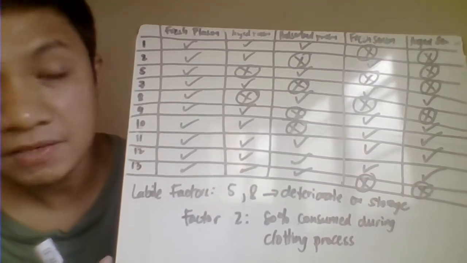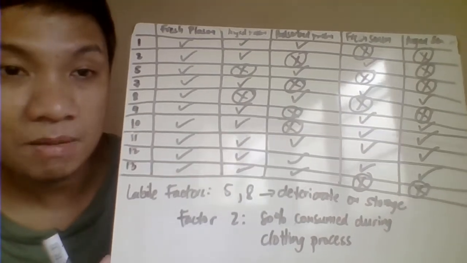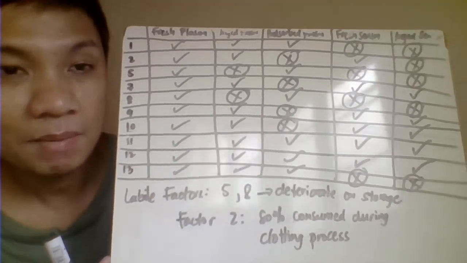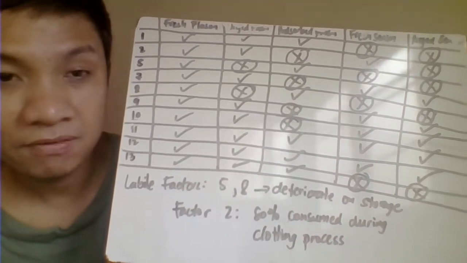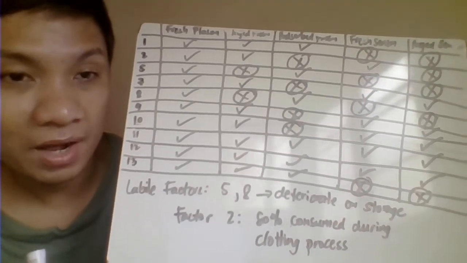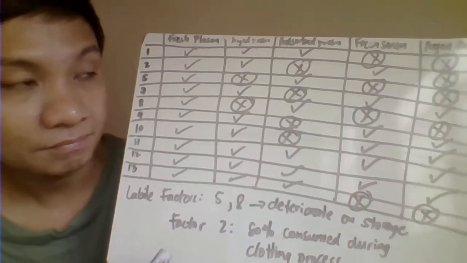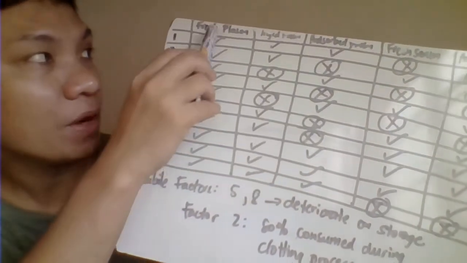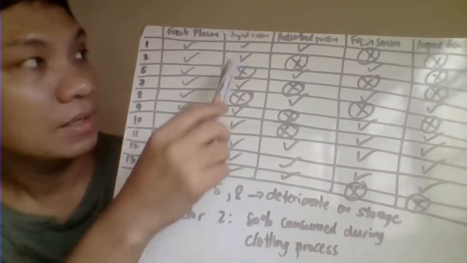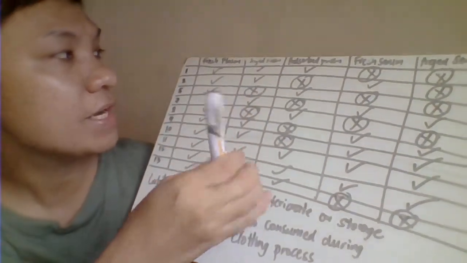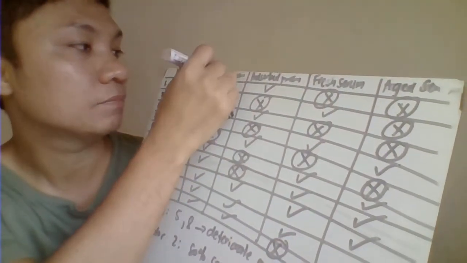So fresh frozen plasma is a type of unit of the blood in the blood bank. Basically, that would help the patient to increase their coagulation factors concentration. Okay, so we have that fresh plasma contains all coagulation factors. We have also here your aged plasma.